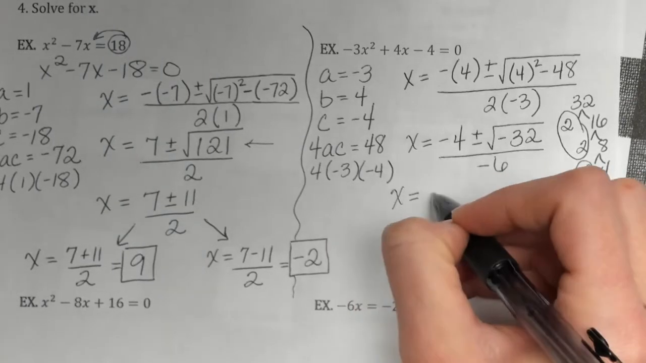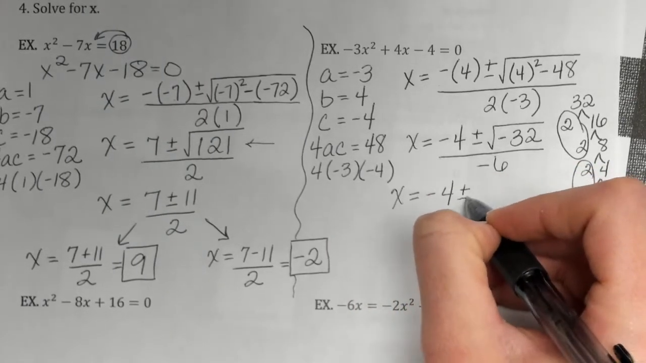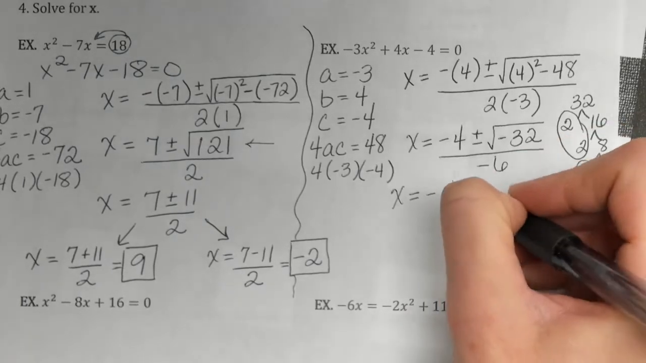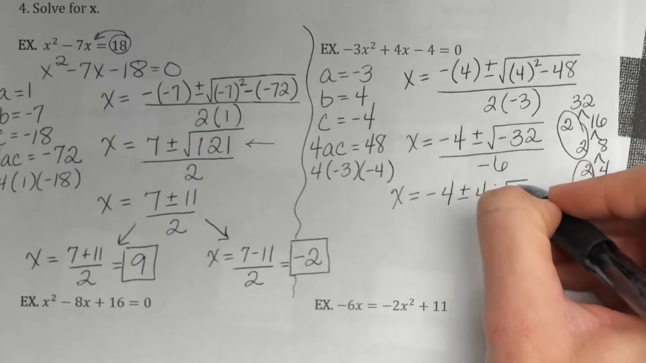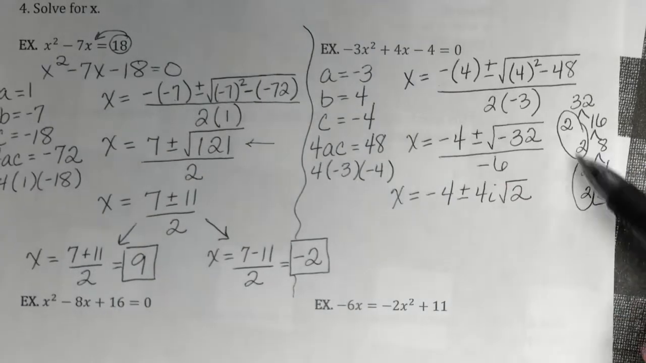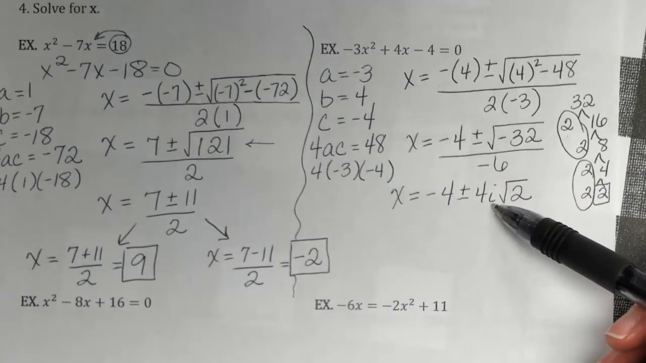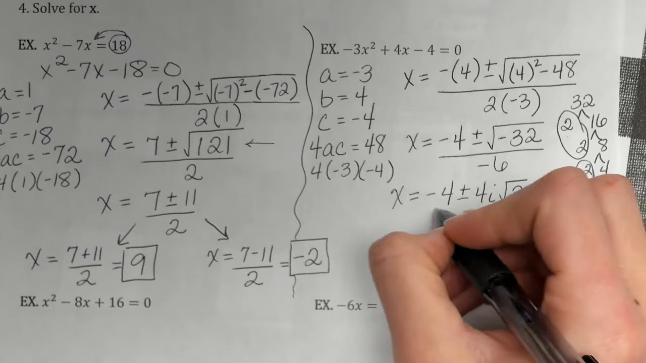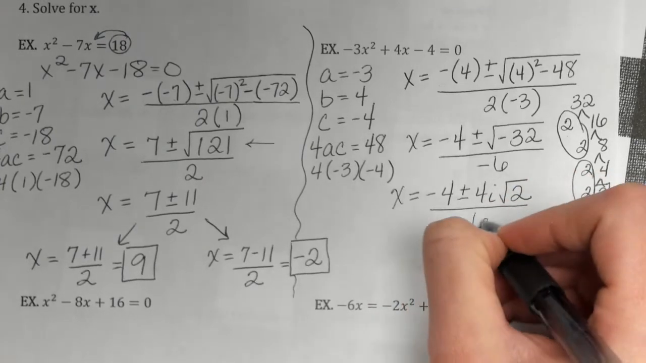So I have x equals negative 4 plus or minus 4i square root of 2. Right? Because you got 2 pairs of 2 that are going to turn into your 4. Your i from the negative, and you're left with 2 underneath the radical all over negative 6.